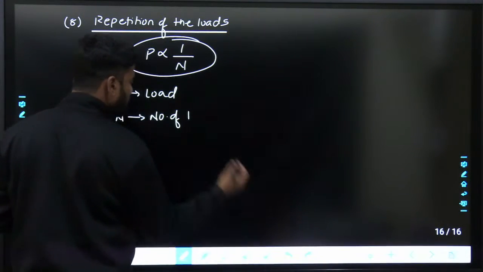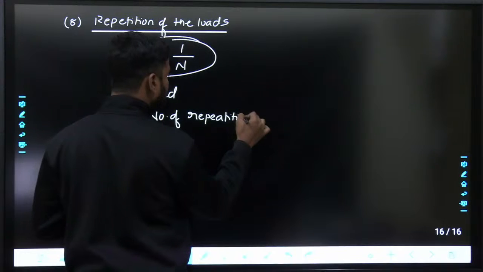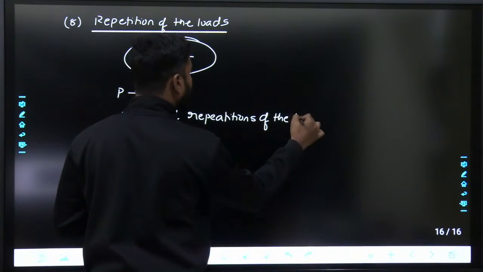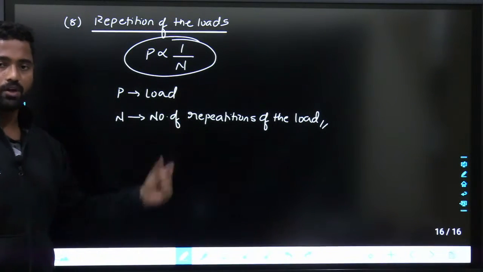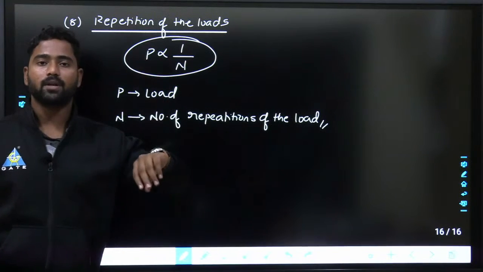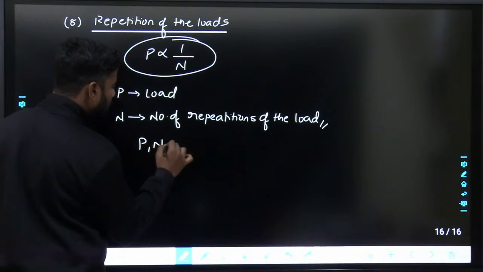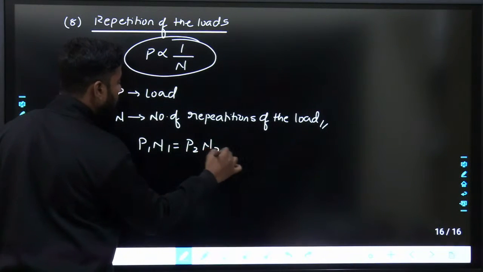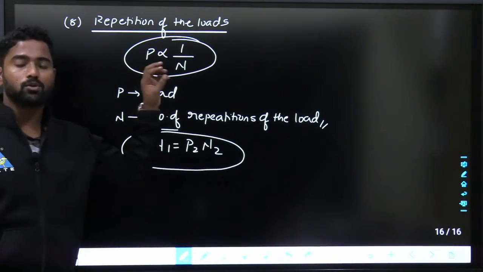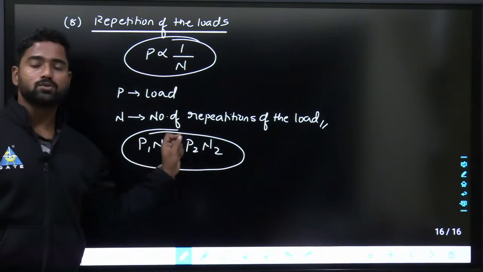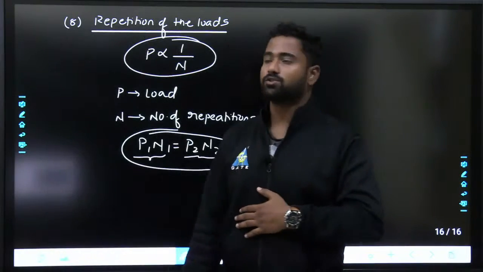So if load is more, repetition would be less. If load is less, repetition would be more. P is inversely proportional to N. Load is inversely proportional to the repetitions of the load. So you can write P1 N1 equals P2 N2, generally, for repetitions of the loads.